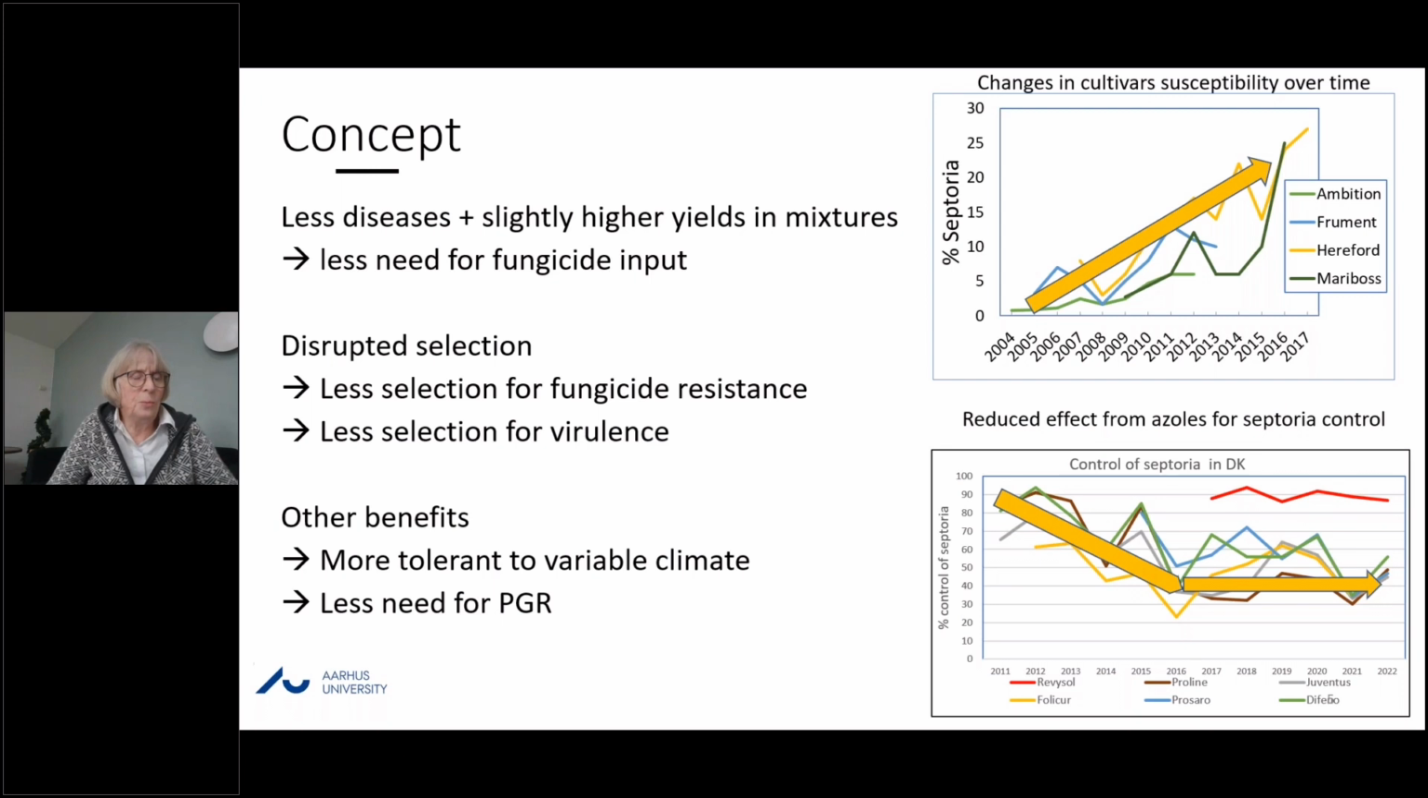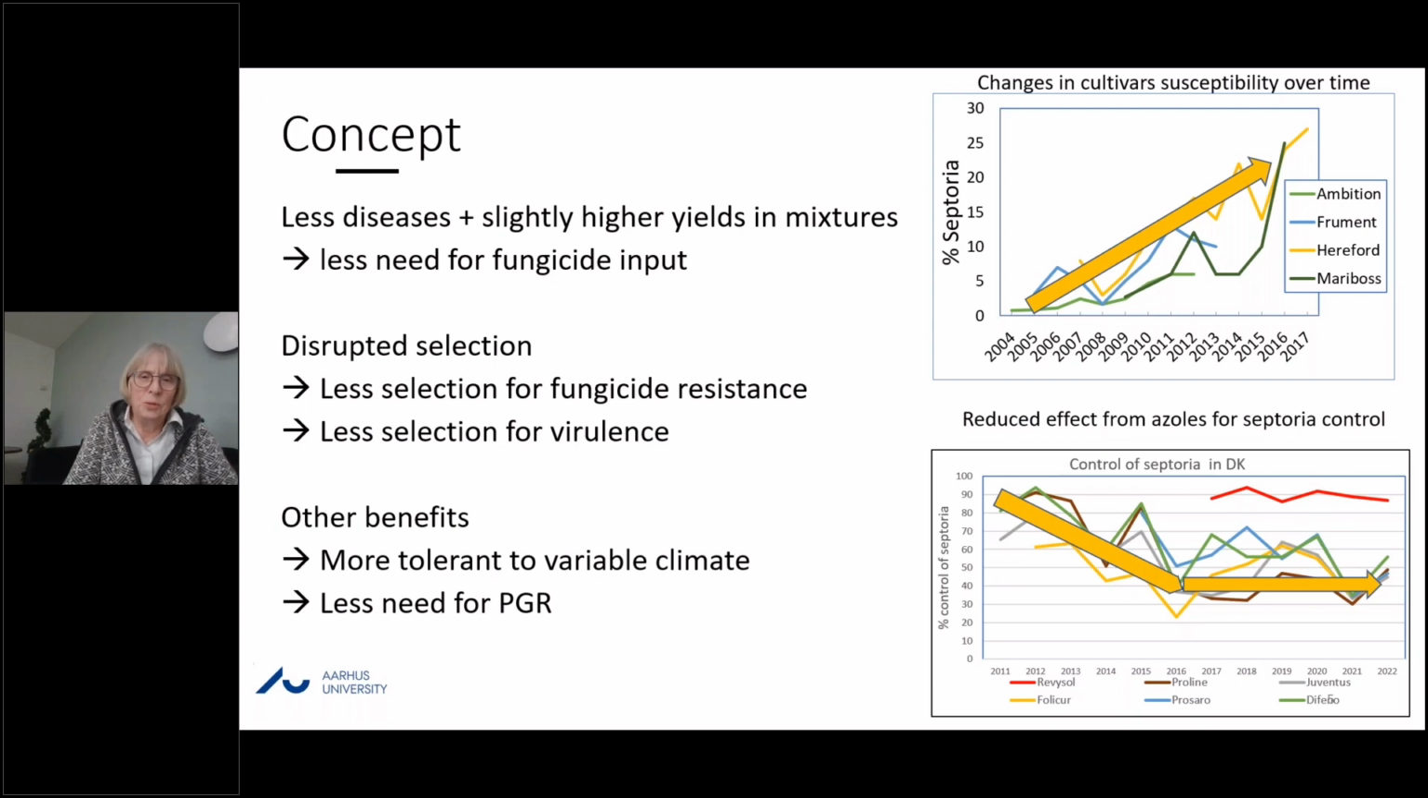Other benefits could also be that the mixtures are more tolerant to variable climate changes, or climates in general. It could be winter hardiness, where they could compensate if one was more sensitive to winter hardiness. Or it could also be differences in drought tolerance, for instance. We've also seen that the mixtures can be less likely to lodge because the varieties support each other. So the need for input of plant growth regulators is also something which could be reduced.